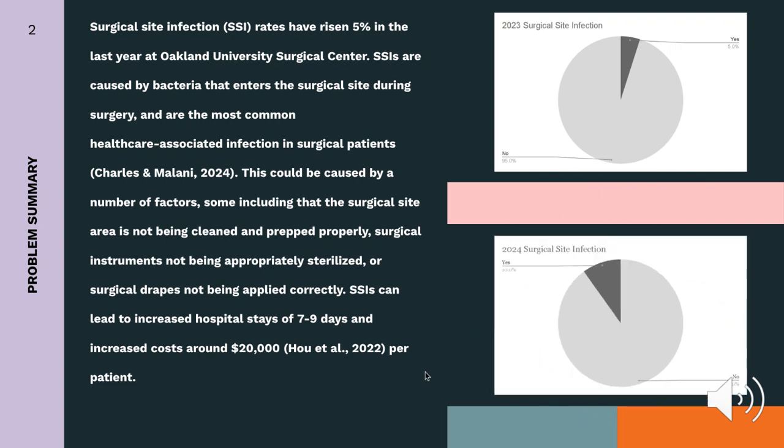in our surgical patients. This could be caused by many factors, including that the site is not being prepped properly, instrumentation not being appropriately sterilized, or drapes not being applied correctly. SSIs can lead to increased hospital stays of 7 to 9 days and increased costs of around $20,000 per patient.